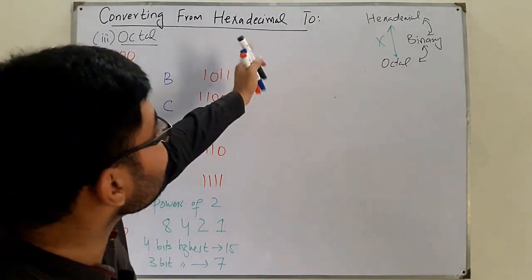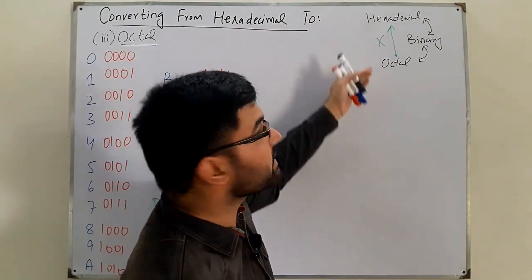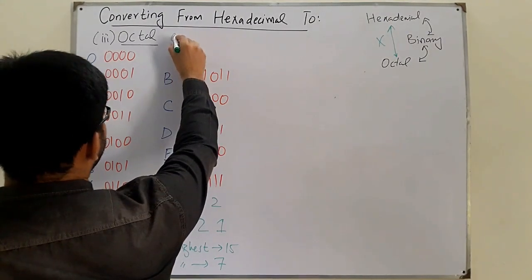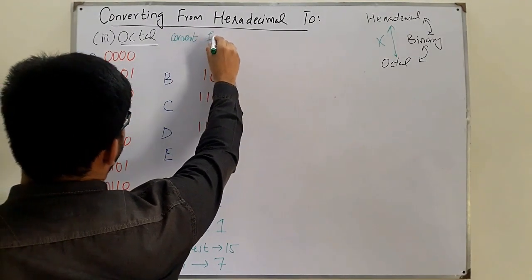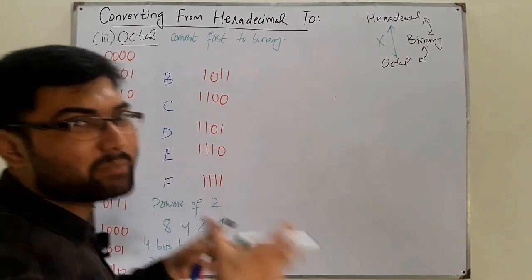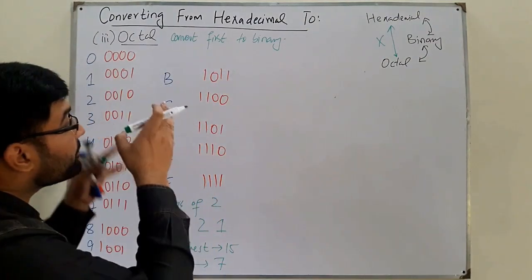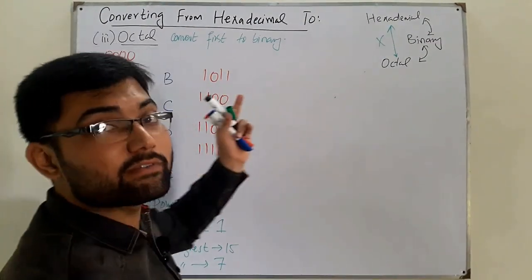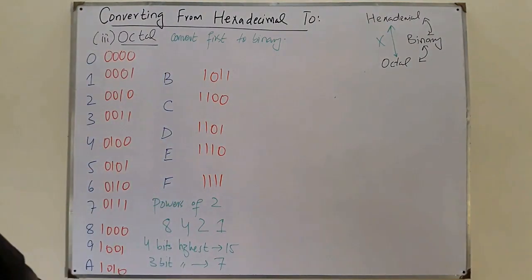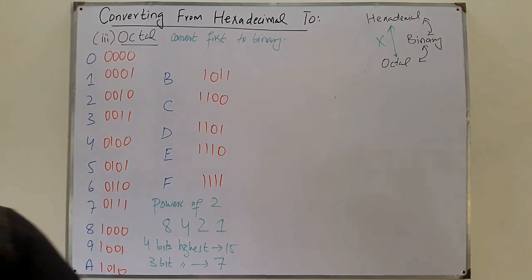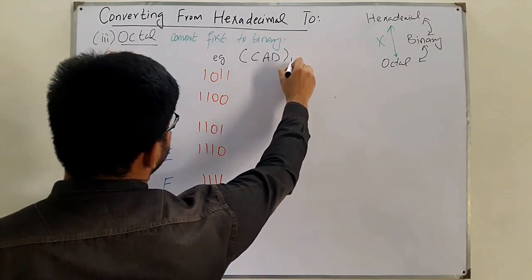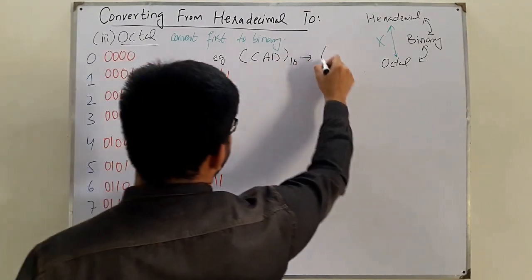So first, you have to go through the binary. Now, in this case, we need hexadecimal conversion to octal. So we can't go directly. We come through the binary, okay? So first convert to binary. And we've just seen the binary conversion. And then from binary, you convert into octal, which we've also seen in the previous lectures. So let's have an example, all right? The example is, let's say, CAD in base 16.